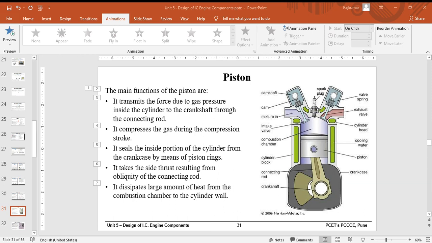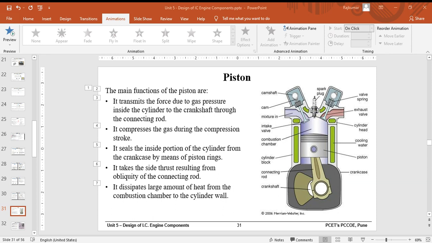Then it should have sufficient bearing area to take the side thrust and prevent undue wear. Then it should create less noise, as it is continuously reciprocating inside the cylinder and noise will be generated. So this is one of the requirements, that noise should be less. It should provide adequate support for the piston pin which connects the small end of the connecting rod. So these are some of the important requirements for the piston.